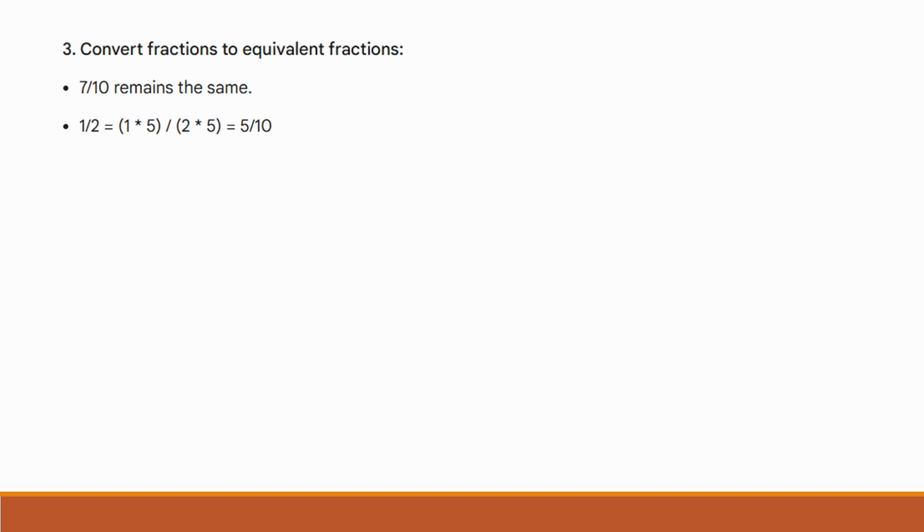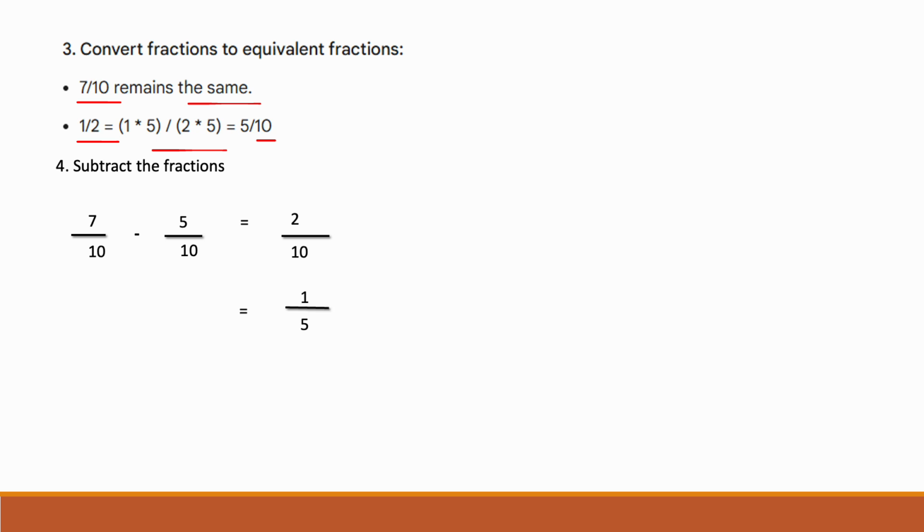Convert the fractions to equivalent fractions. 7 by 10 remains same. You have to convert 1 by 2 into an equivalent fraction such that denominator is 10. So, multiply both numerator and denominator by 5. So, 5 by 10. Then subtract the fractions. 7 by 10 minus 5 by 10, that is 2 by 10. This is simplified as 1 by 5. You divide both numerator and denominator by 2, then you will get 1 by 5. So, Jaya walks 1 by 5 kilometer to reach her school daily.